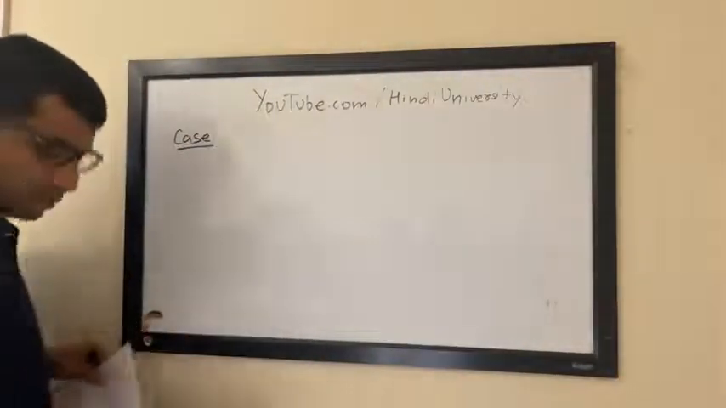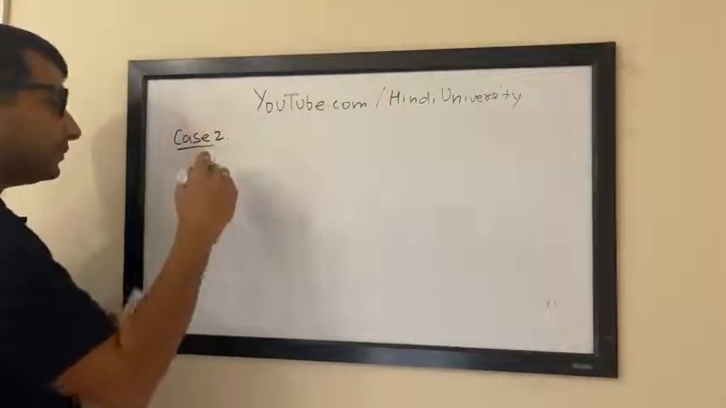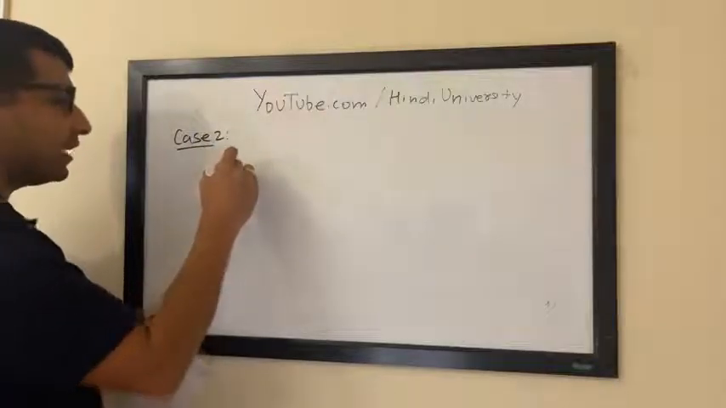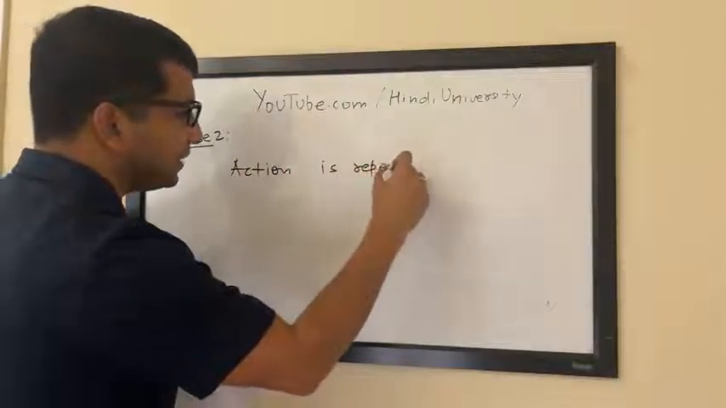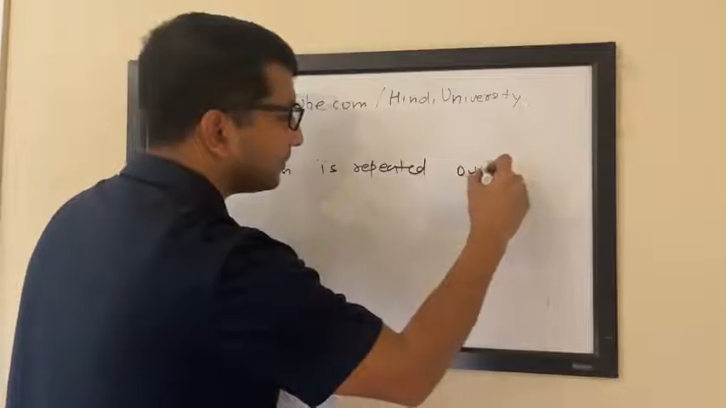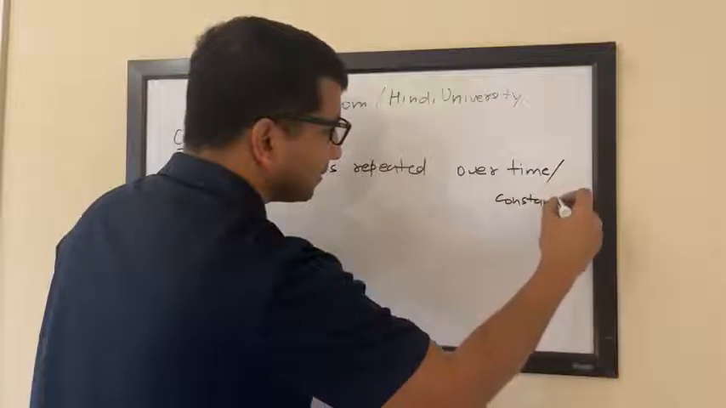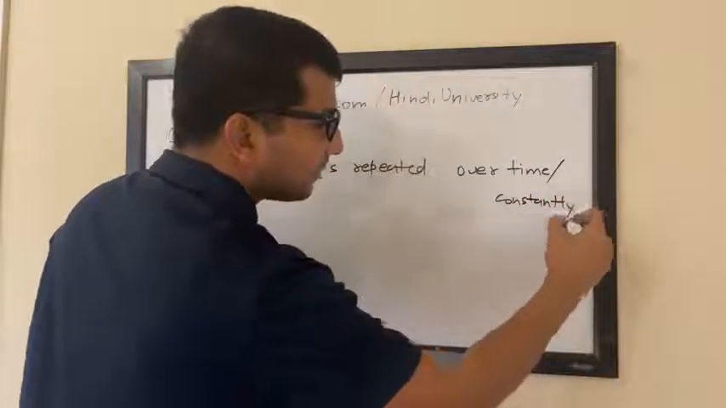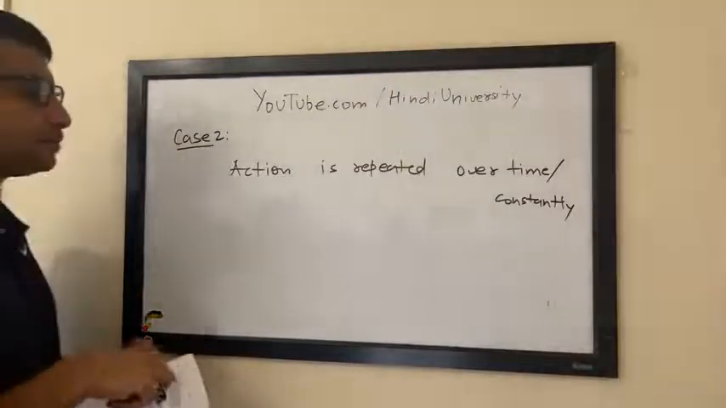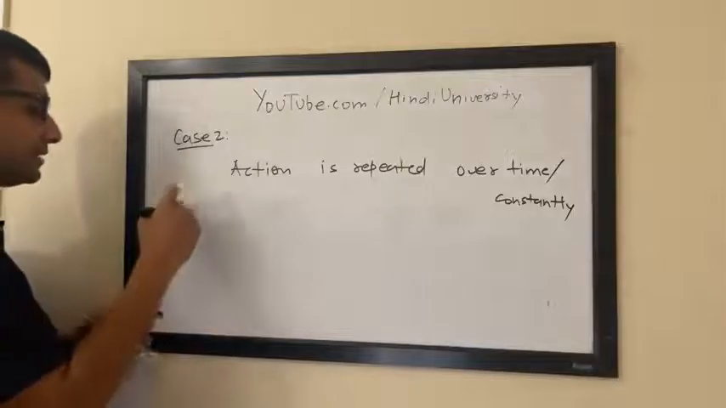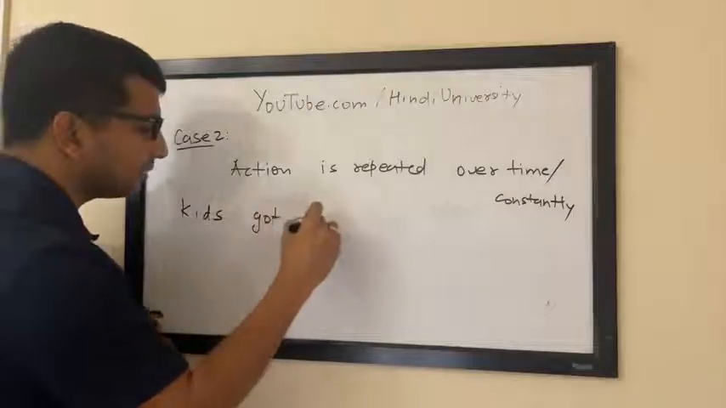We'll not rush. So now the next case, case number 2, is when the action is repeated over time, or constantly. Okay, action is repeated over time or constantly. Let's say your sentence is: kids got tired.